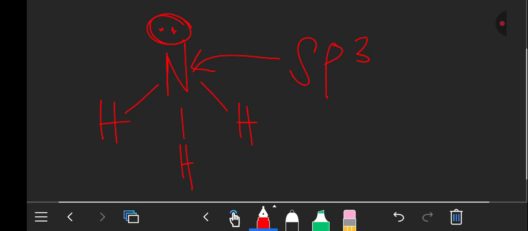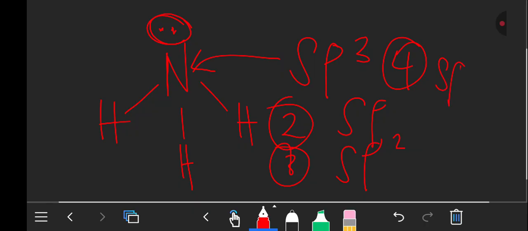So how do you know the number of things attached to a certain element in a compound? You just count them. So to show the hybridization, when you have 2 things attached, the hybridization will be sp. When you have 3 things attached, the hybridization will be sp2. When you have 4 things attached, the hybridization will be sp3. So that is the hybridization of nitrogen in ammonia.